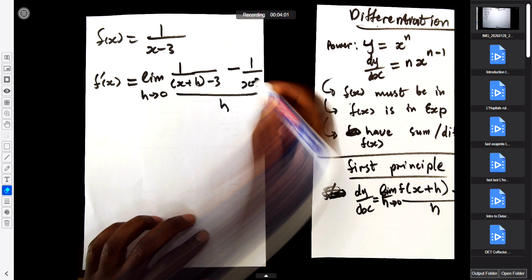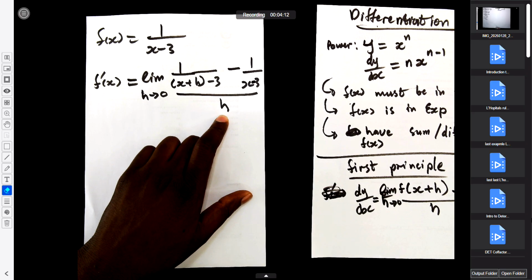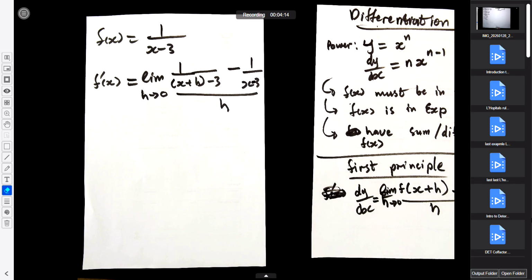Now the rest we need to do is simplification. In simplification, we can try and substitute h, but then we'll be dividing by 0, and everything is divided by 0. It doesn't give us the derivative. We know that the derivative is not undefined, it is defined. So we need to define it.